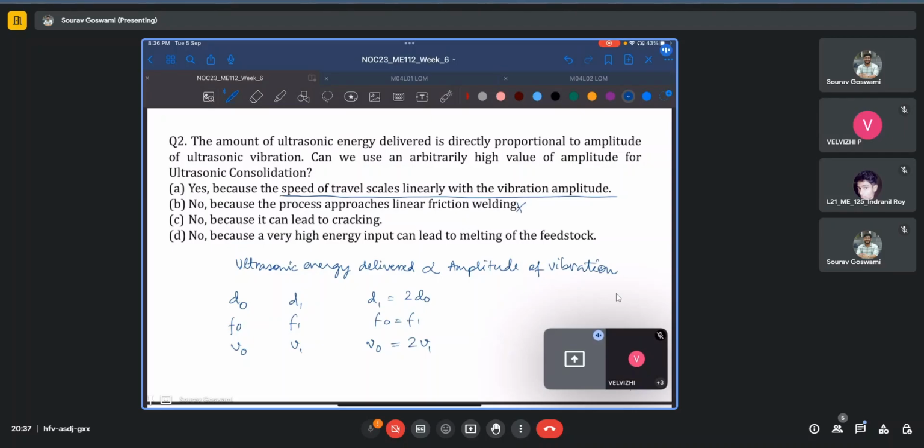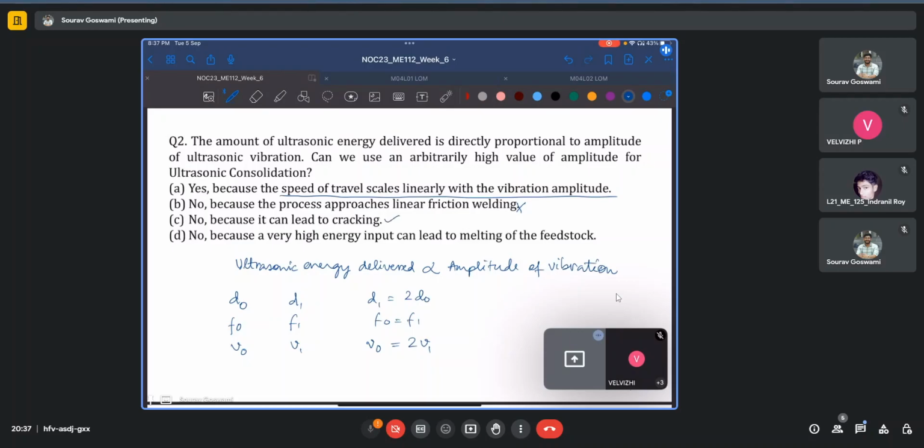No, because it can lead to cracking. And why would that be? Because it would actually damage the metallic bonds which have formed between the two surfaces. Now these formed bonds are deformed, and because of the shearing of these bonds the excess energy is released, which leads to metallurgical diffusion. But if we provide an excess amount of energy, it can lead to cracking.